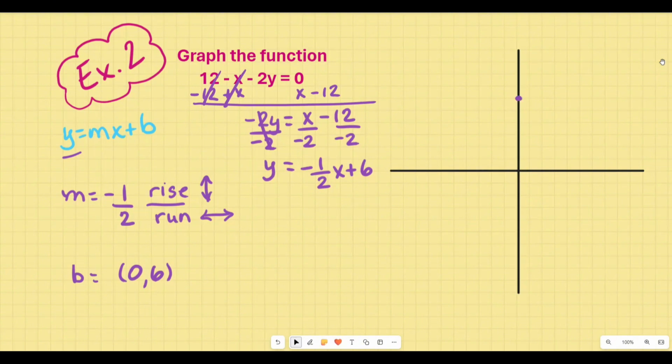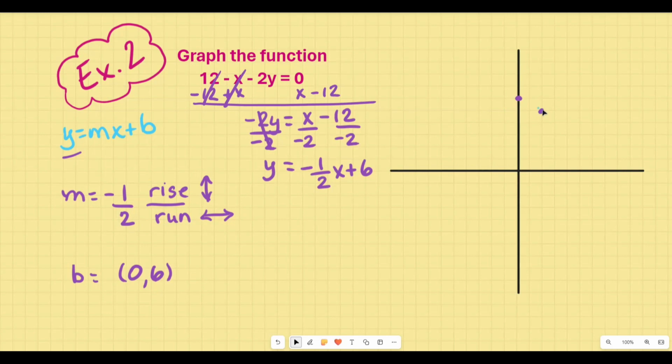a point there. Now from that point, I am going to go down by 1 because it says to rise, and it's either up or down, and then I'm going to run over 2. So when I go down, I don't put a point. I wait until I do both steps first. I'm going to go down 1, and then I'm going to run over 1, 2. That's where my point's going to be.